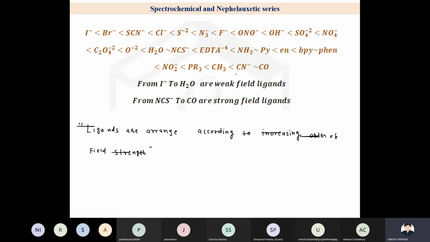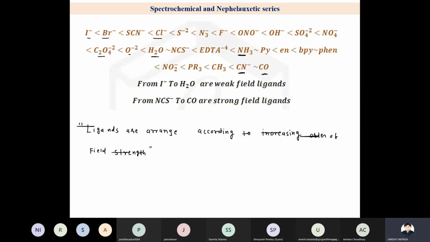The strongest ligands are CN, CO, and ammonia is also strong. All the nitrogen-donor ligands are strong ligands. From H2O onwards, these are weak ligands. Hydroxide is weaker than H2O. H2O is a weaker ligand, and oxygen-donor ligands are weak. Hydroxyl, OH minus, is a weak ligand.